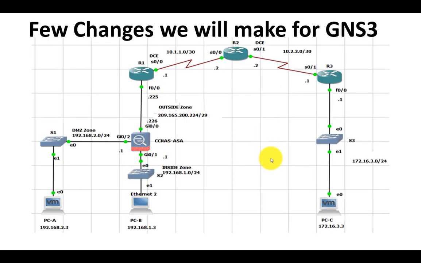For the GNS3 topology, we made a few changes on the interface configurations, and the ASA we are using is the ASAv, virtual ASA, where we don't have to set up any VLAN. Each interface is a routable interface, so we are going to assign a separate network for each ASA interface. So the DMZ, outside and inside zones will have their own IP network.